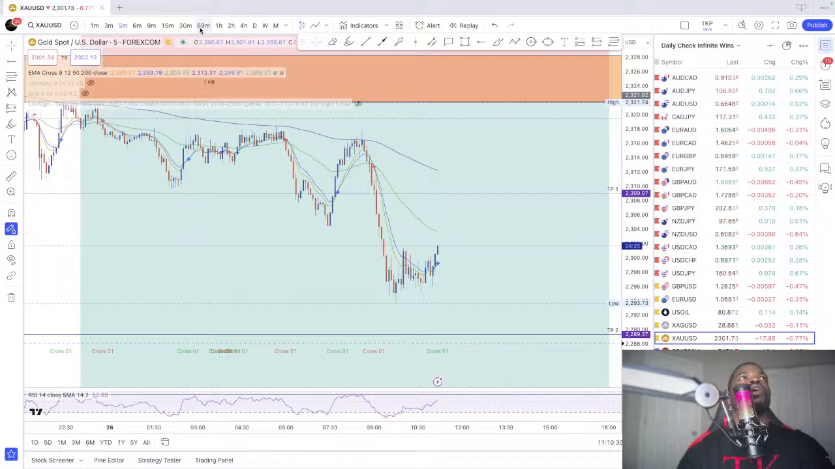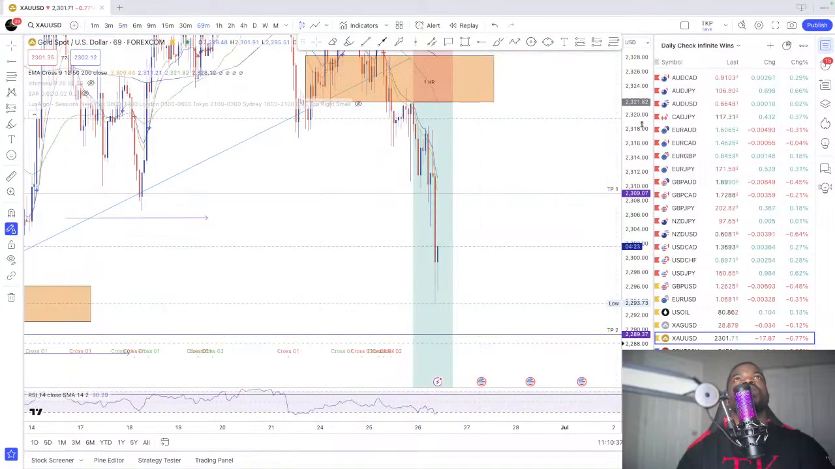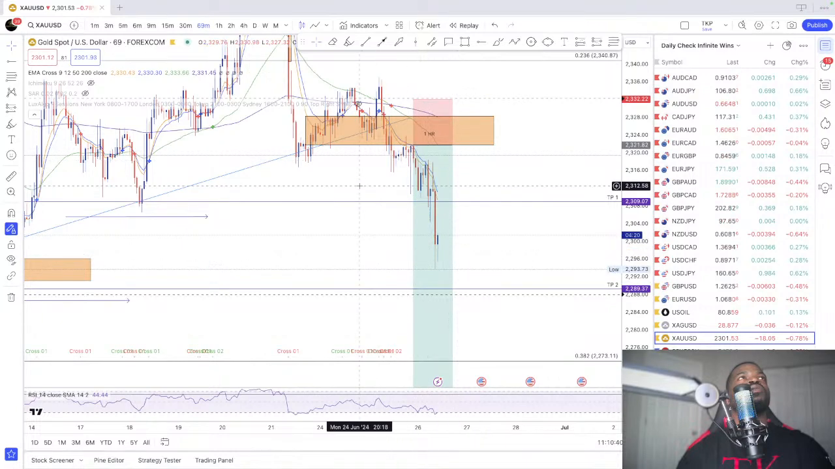So this is a gold setup that we called earlier this week. We hit TP1 on it, really close to TP2.